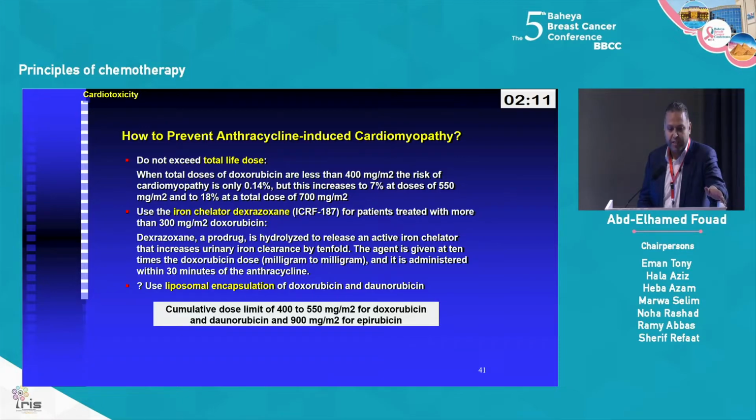Do not exceed the cumulative dose. Use liposomal formulas of anthracyclines. Use, in some cases, cardioprotective agents.